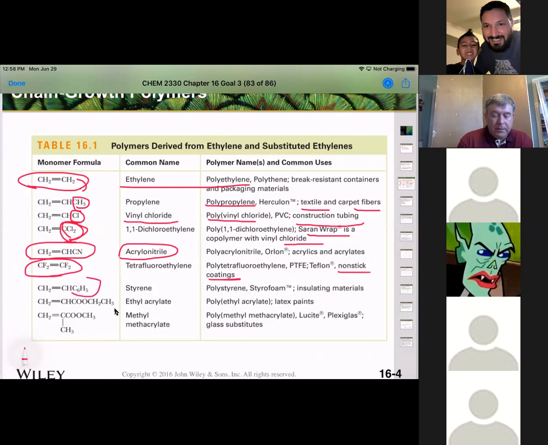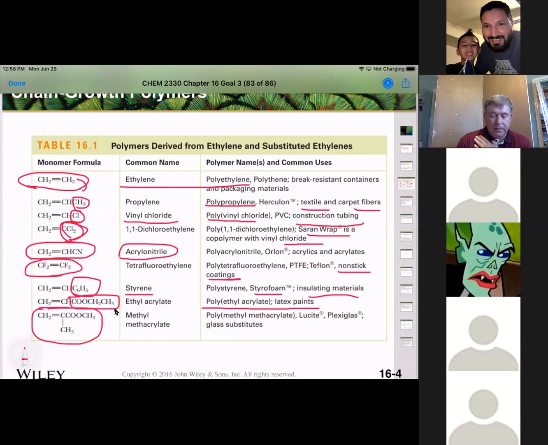If we replace one of those hydrogens with a phenyl group, we get styrene, and so we can get foam or just regular plastics out of styrene as well. If we take a carboxylic acid and add an ethyl group to it, we can get what we call latex. And that's used a lot in paints. It's also used a lot in the semiconductor industry. These long chain groups are used a lot in the semiconductor industry to help us pattern computer chips. And then there's another one right here.